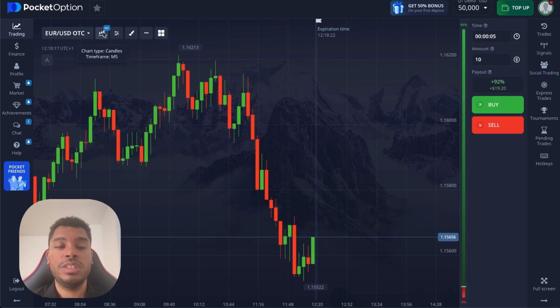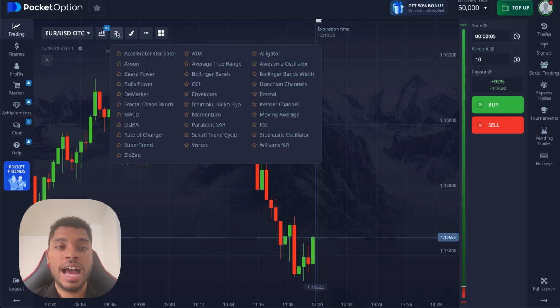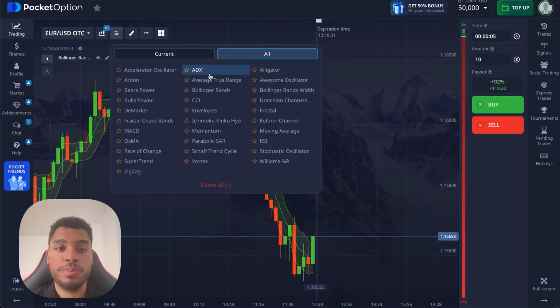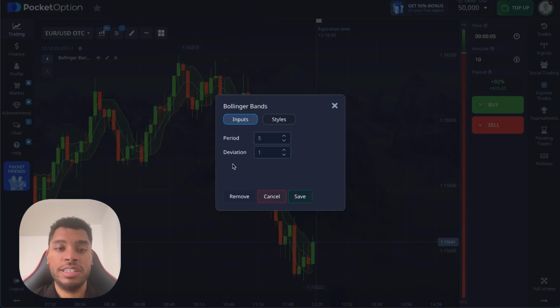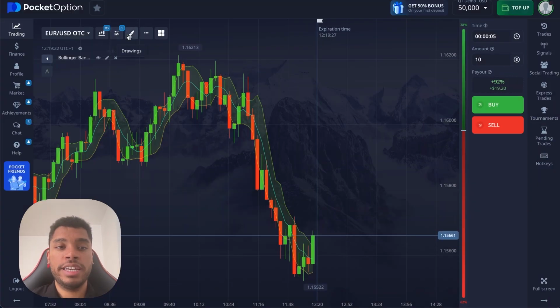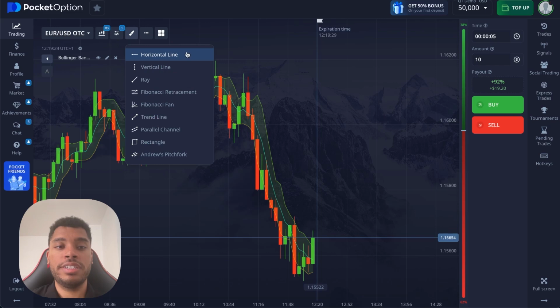Next to the chart type, if we click here, I have access to all the indicators that Pocket Option gives me access to, like let's say for example that I want to add the Bollinger Bands. As you can see, I just need to click on them and they appear here. If I want to modify the settings related to them, I just need to click on this pencil, and as you can see, I can change the settings related to the specific indicator. Next to the indicators, I have the drawing tools. As you can see, I can select horizontal line, vertical line, ray, Fibonacci retracement, etc.